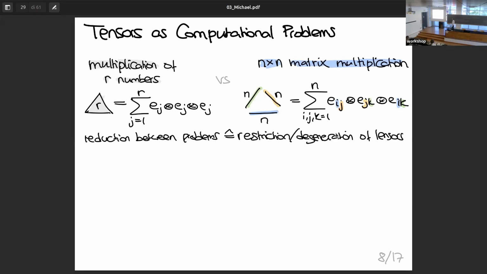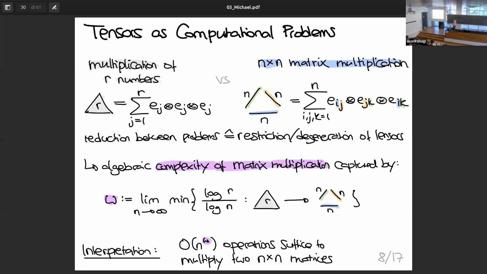And you could ask, what is the relation between these things? The interesting observation, going back to Strassen, is that reduction in the computational complexity sense between computation problems corresponds in a precise way to restriction or degeneration, depending on what you ask, of these tensors. For example, how many multiplications do I need to multiply two n by n matrices? It's related to converting this tensor to that tensor by this action and its potential limits. So the algebraic complexity of matrix multiplication is captured by the following object.